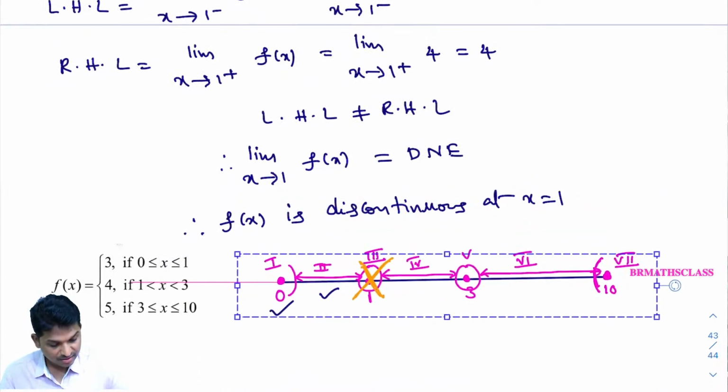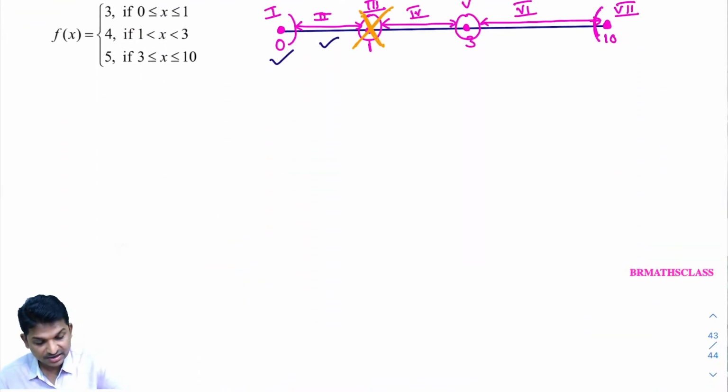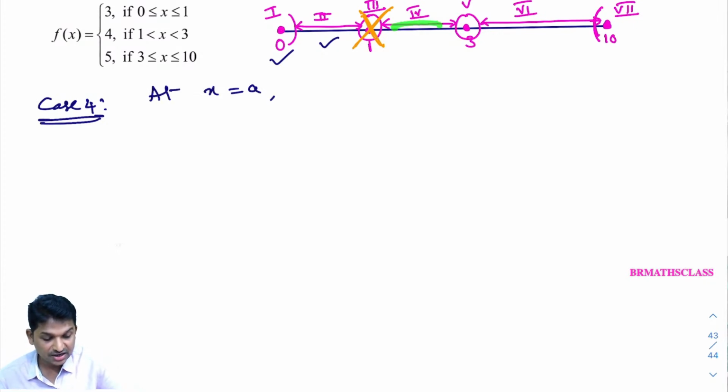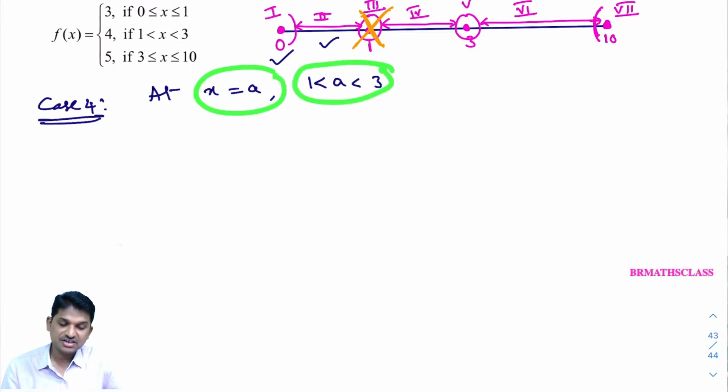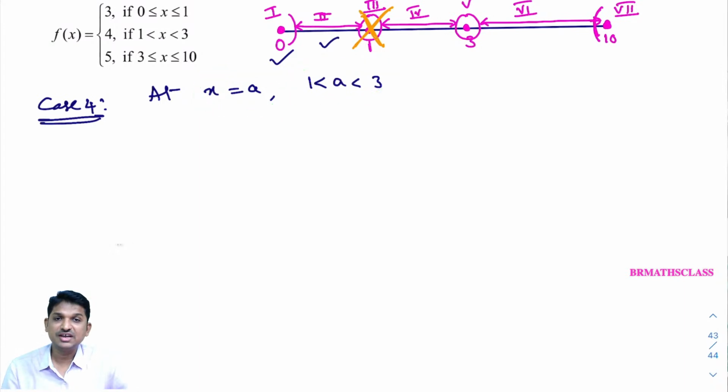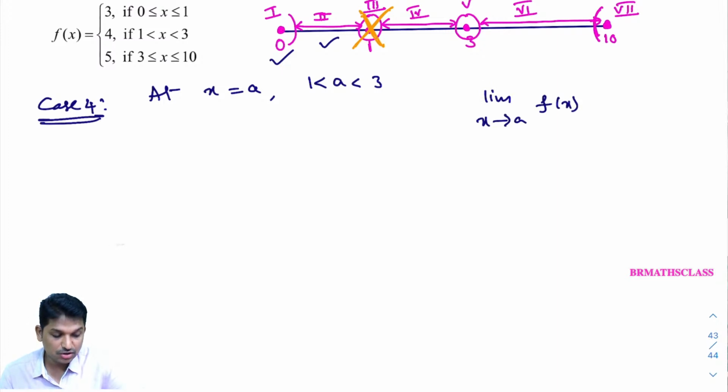Okay, right. Next one is what? Case 4. Okay, what is case 4? I am checking the continuity of the function at x equal to a. What is the a value here? The a value is in between 1 and 3. So right here, 1 less than a less than 3. Okay, so what to do? I am checking continuity at x equal to a where the a value is in this interval. When I say the function is continuous at x equal to a, limit x approaches a, f of x equals f of a.